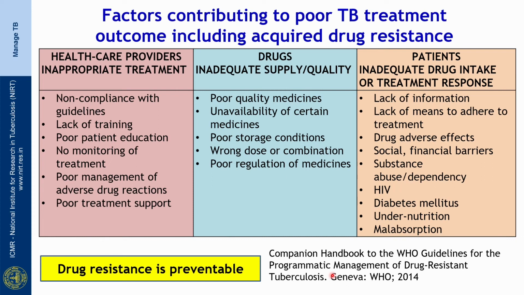Regarding drugs: poor quality of medicines, unavailability, that is, we need uninterrupted supply of medicines, poor storage conditions, wrong dose or combinations, and poor regulation of medicine use. From the patient's perspective: lack of information regarding DRTB and lack of means to adhere to treatment because of adverse effects, social and financial barriers, substance abuse or dependence, and comorbidities like HIV, diabetes, or undernutrition and malabsorption.